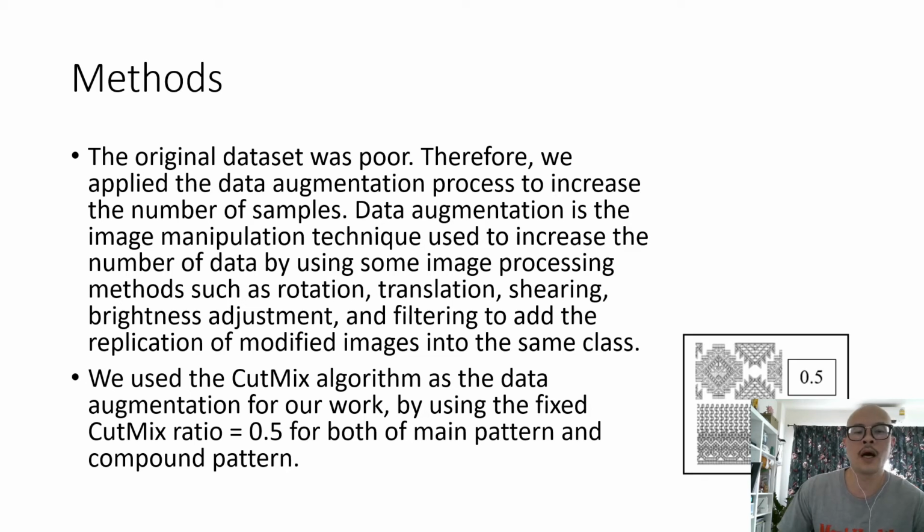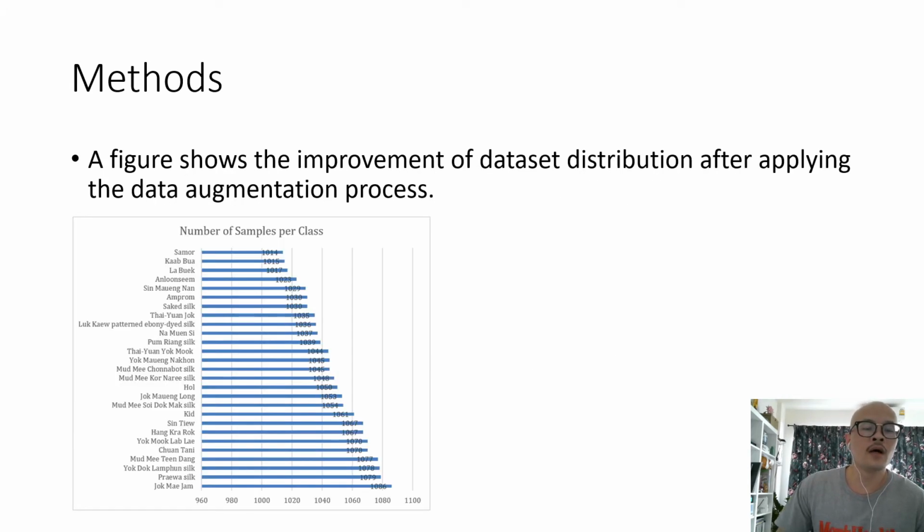We use the CutMix algorithm as the data augmentation in our work, using a fixed CutMix ratio equal to 0.5 for both main pattern and compound pattern, as you can see from this avatar on the right hand side. As a result of the data augmentation, we can increase the number of the dataset as shown in the figure below. You can see in the figure that the distribution of the dataset can be improved by the data augmentation process.